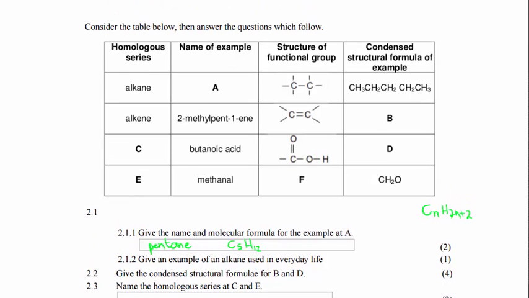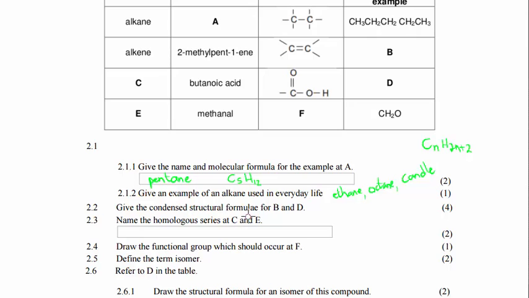Give an example of an alkane used in everyday life. So there you could have, for example, in lighter gas, we use ethane, but you could have put lighter gas. Octane is used in petrol. You could have even said, I don't know what it's called, but a candle is also an example of an alkane that's used in everyday life. Okay.